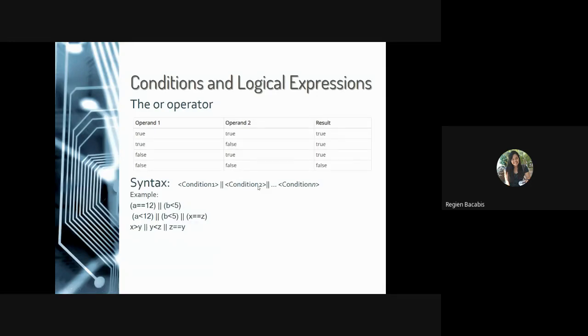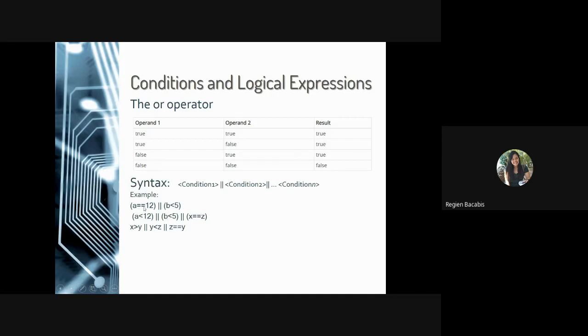Next is the OR operator. With OR, as long as one is true, the result is true. It is false only if both operands are false. So true or true is true. True or false, since there is a true, is true. False or true, since there is a true in the second operand, is true. If both are false, it is false. Keep in mind, with OR, as long as one of the two operands is true, it is true. The syntax is condition, then the OR symbol, then condition, and so on. You can add as many conditions as possible.